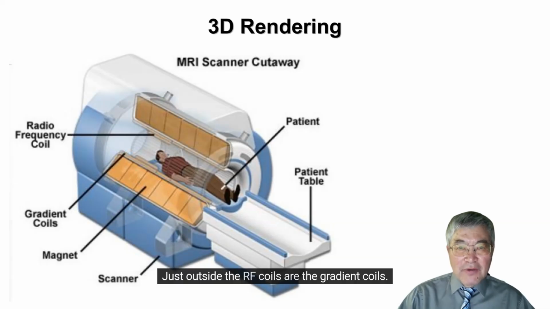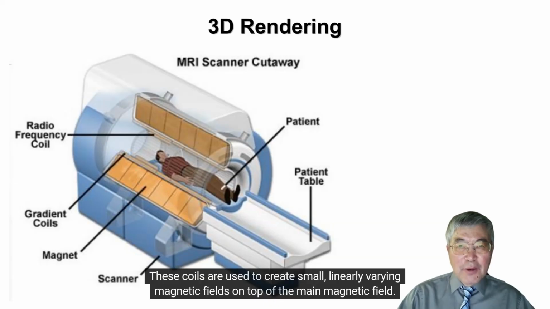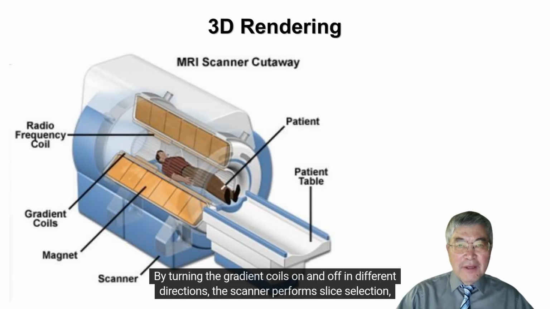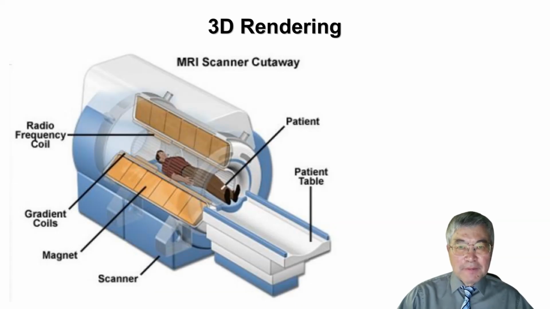Just outside the RF coils are the gradient coils. These coils are used to create small, linearly varying magnetic fields on top of the main magnetic field. By turning the gradient coils on and off in different directions, the scanner performs slice selection, phase encoding, and frequency encoding, which are the core steps that allow spatial localization of the MRI signal.